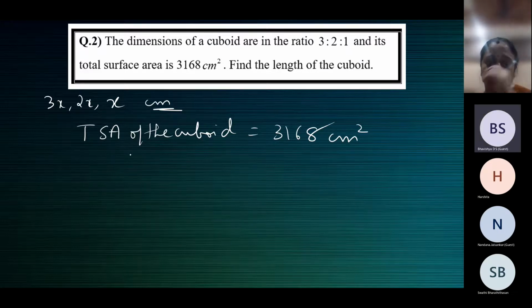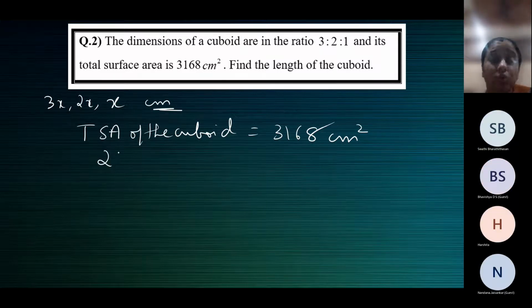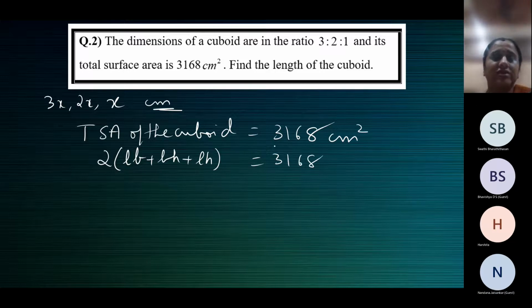2 into LH plus BH plus LB. Yes, 2 of LB plus BH plus LH is equal to 3168. See, first I've written what is given. Total surface area of the cuboid is 3168 centimeters square. Now, how do we continue? The formula to find the TSA is 2 of LB plus BH plus LH, and that is equal to 3168.